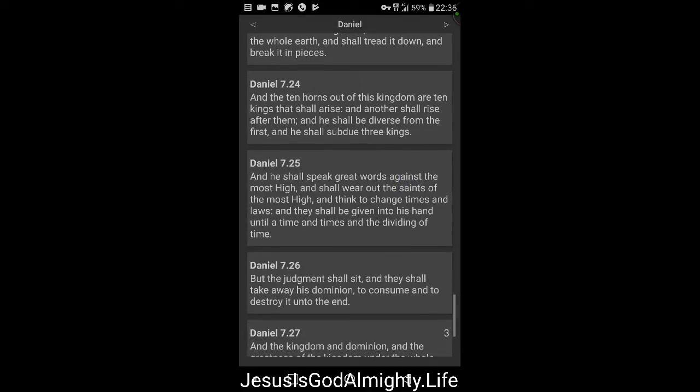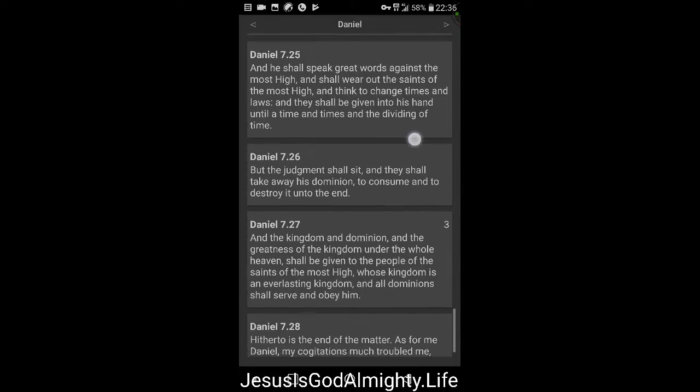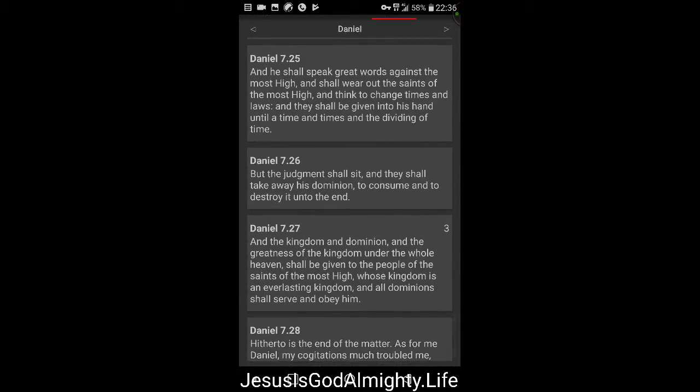And the 10 horns out of this kingdom are 10 kings that shall arise, and another shall rise after them, and he shall be diverse from the first, and he shall subdue 3 kings. And he shall speak great words against the Most High. Well, I think we have a winner in regards to the papacy. And shall wear out the saints of the Most High. Well, I think the papacy is a pretty good winner on that as well.